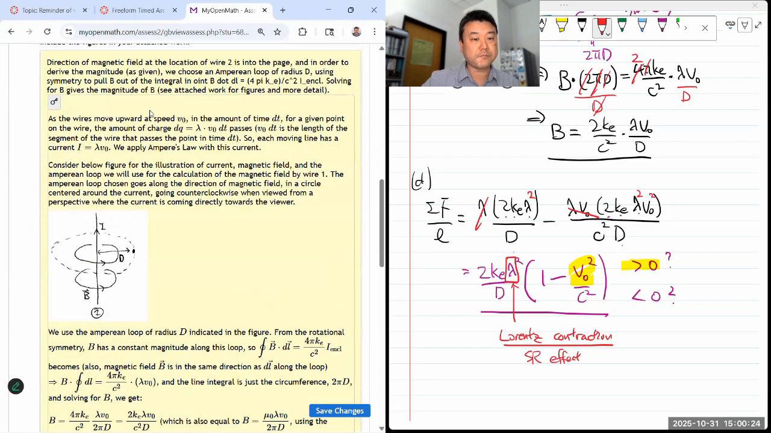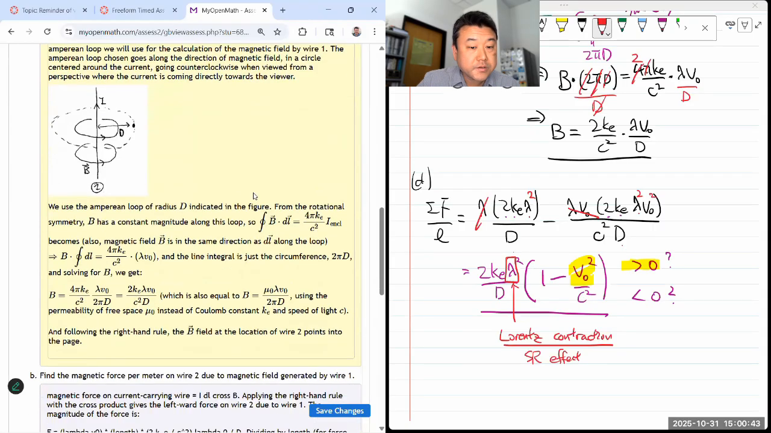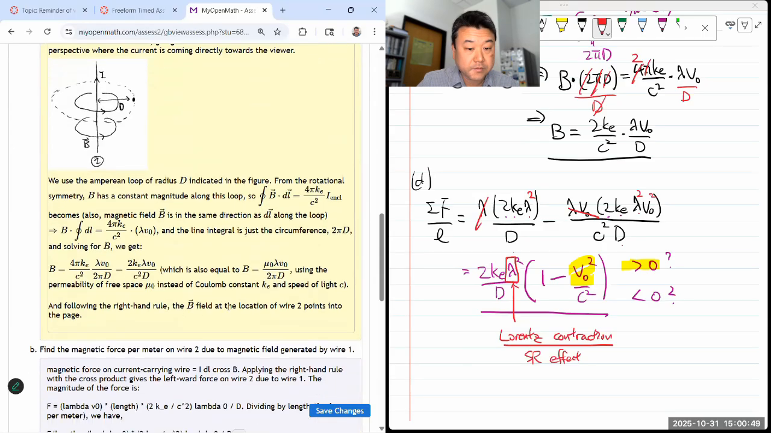So suppose, yeah, so this is my answer. As the wires move upward at speed v, I guess I do give more justification for the current. Yeah, sure. The model solution will always include more detail than you can reasonably include in 20 minutes. Amperian loop, yeah, so that's all the figures. Use the Amperian loop, go through this and get that. Right hand rule, yeah, into the page. Can I say it's into the page?